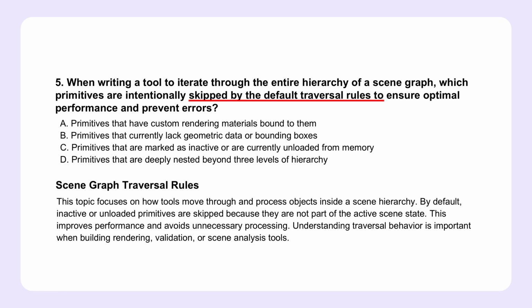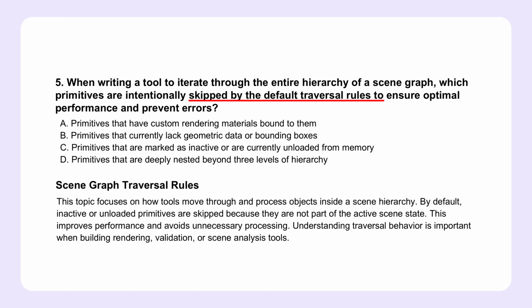Option A, primitives that have custom rendering materials bound to them. Option B, primitives that currently lack geometric data or bounding boxes. Option C, primitives that are marked as inactive or are currently unloaded from memory. Or option D, primitives that are deeply nested beyond 3 levels of hierarchy. The key here is really understanding the phrase default traversal rules.